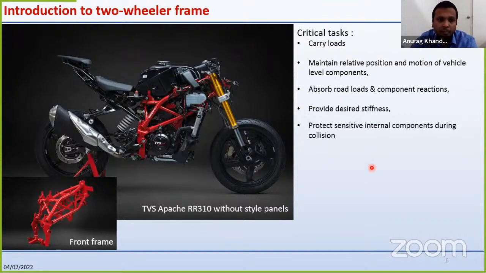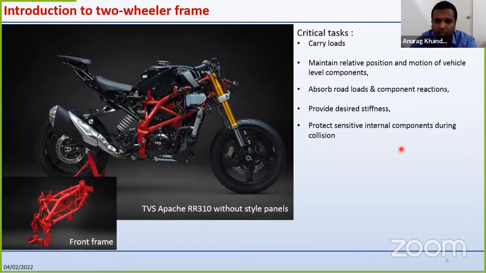Then one of the key tasks the frame does is provide stiffness. So it has to do all of the above, carry load and maintain position and motion, while providing a certain level of stiffness, not more, not less. It is like the skeleton of an animal. Without a skeleton, the animal or muscles are just a lump of meat. It needs the rigidity of the frame to do the work.